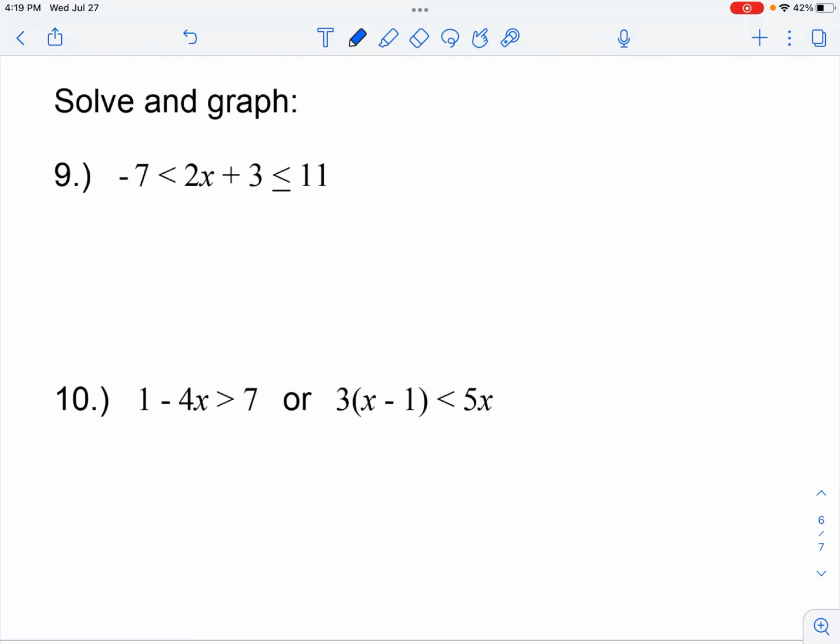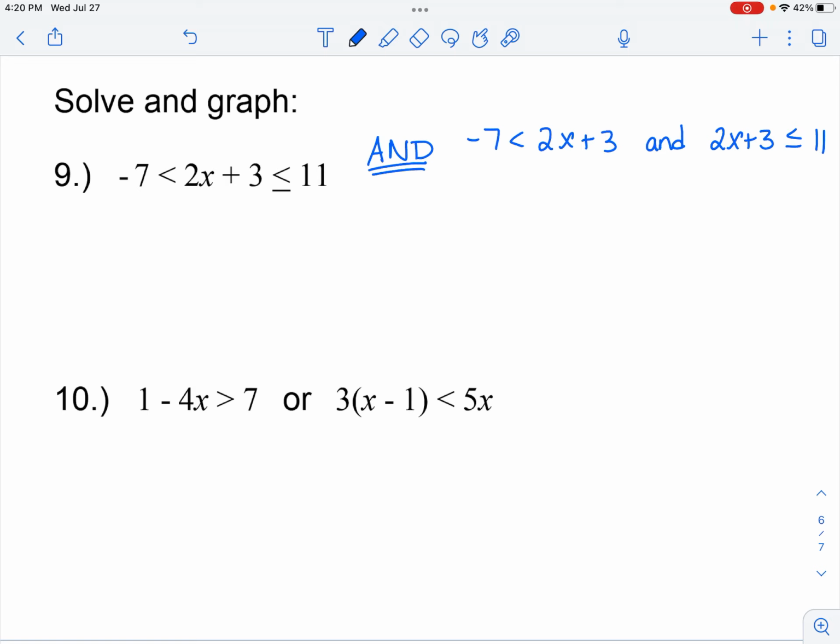To wrap this up, let's take a look at how to solve and graph a compound inequality. Sometimes you'll see the word "and" or "or" written, and then other times you need to identify whether it really is an "and." When you see an algebraic expression like 2x plus 3 sandwiched between two numbers, that is an implied "and" inequality. It's basically saying negative 7 is less than 2x plus 3, and 2x plus 3 is less than or equal to 11. That's the implication that you need to know with this particular problem.